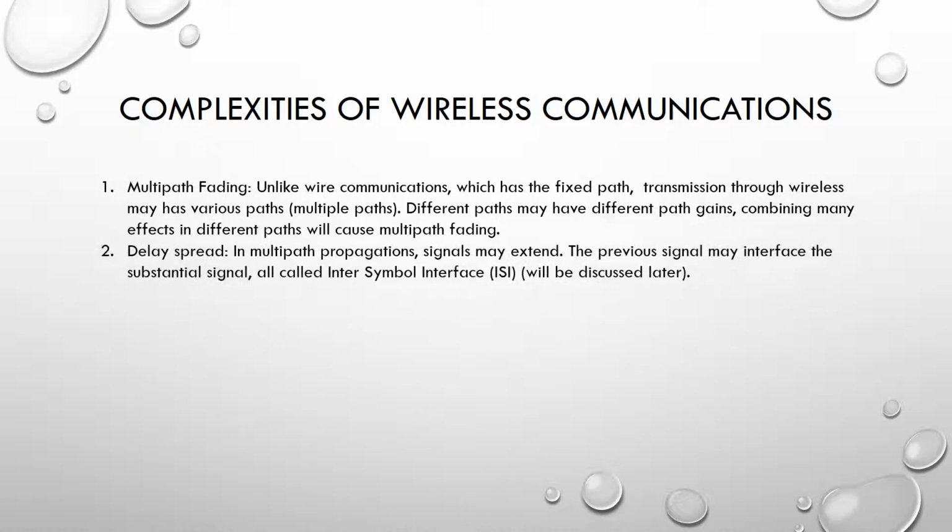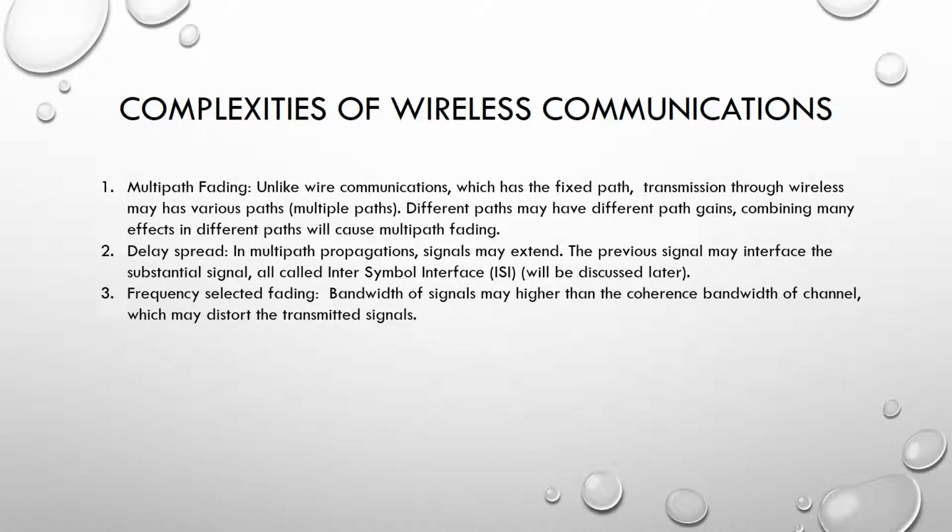The second complexity is delay spread. In multipath propagation, signals may extend. The previous signal may interfere with the subsequent signal, which is called inter-symbol interference (ISI). It will be discussed later.